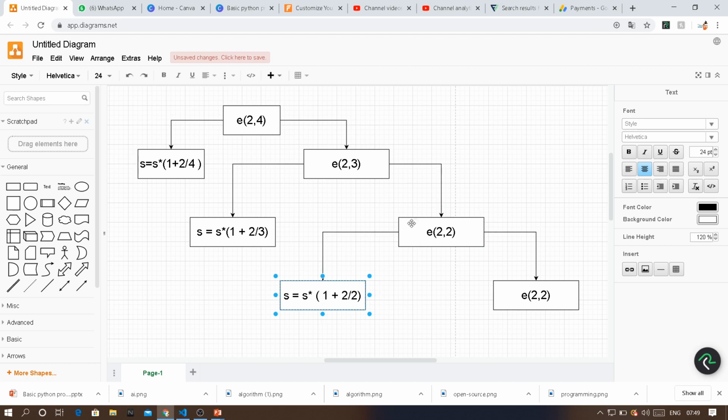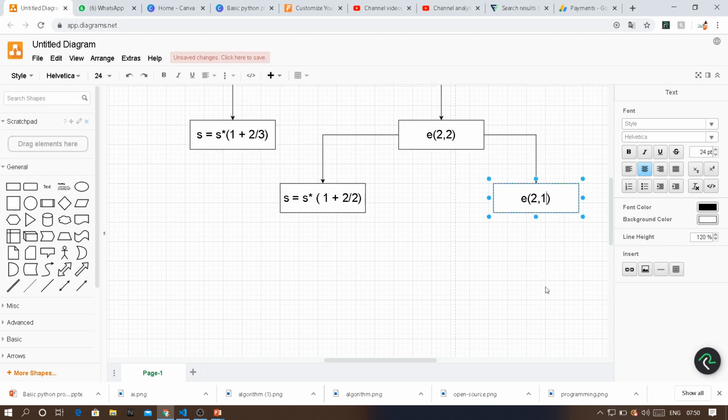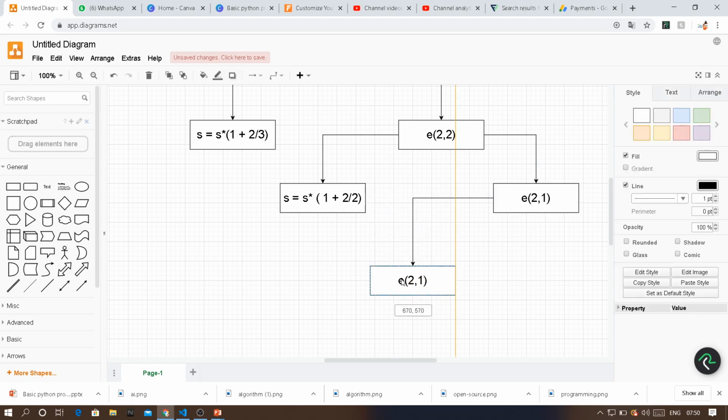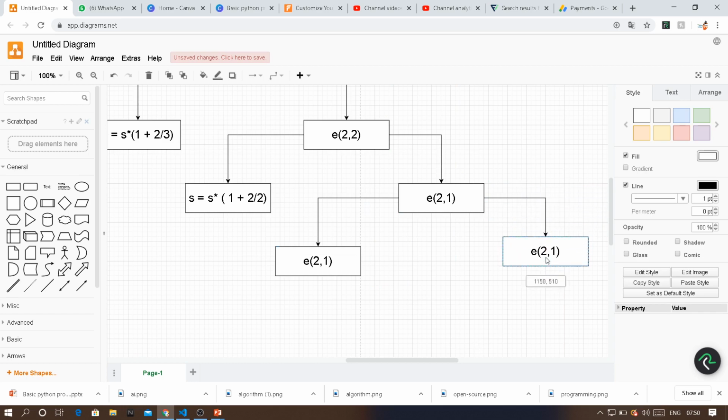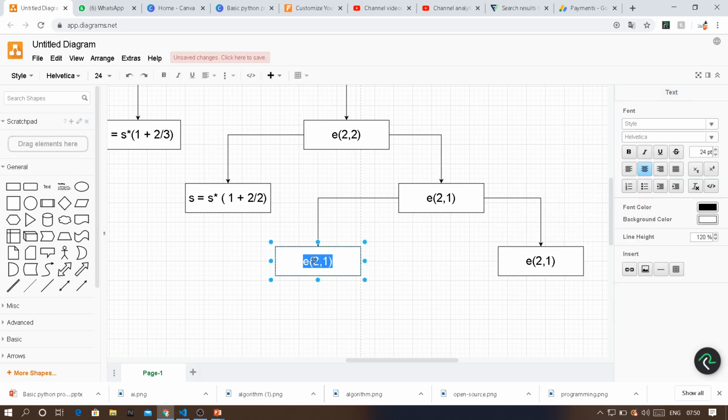Okay, after calculating this equation, we will be reducing the value of n, and we will be calling e of 2 comma 1. Okay, fine. Now coming to the left side branch, we'll be having one left side branch, and one right side branch also. Now coming to this left side branch, we should take the existing value of s and multiply it with 1 plus x. What is the x value? 2 divided by, what is the present n value? 1. So 1 plus x divided by n.